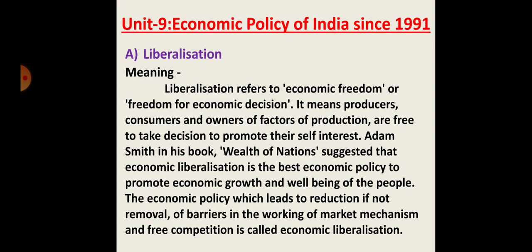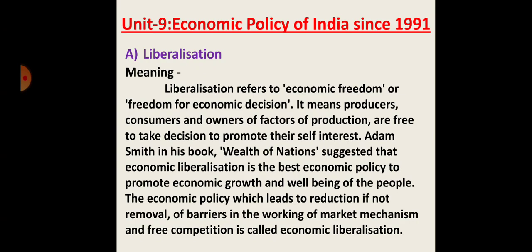Since independence, India has followed the policy of a socialistic pattern of society based on equality. So the government had to put many controls and regulations on each and every economic activity. Therefore, the period of 1950 to 80 was known as the license Raj.